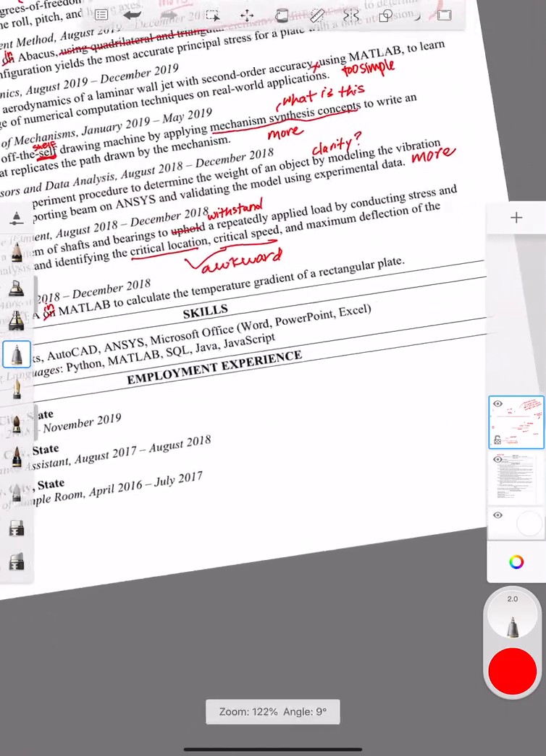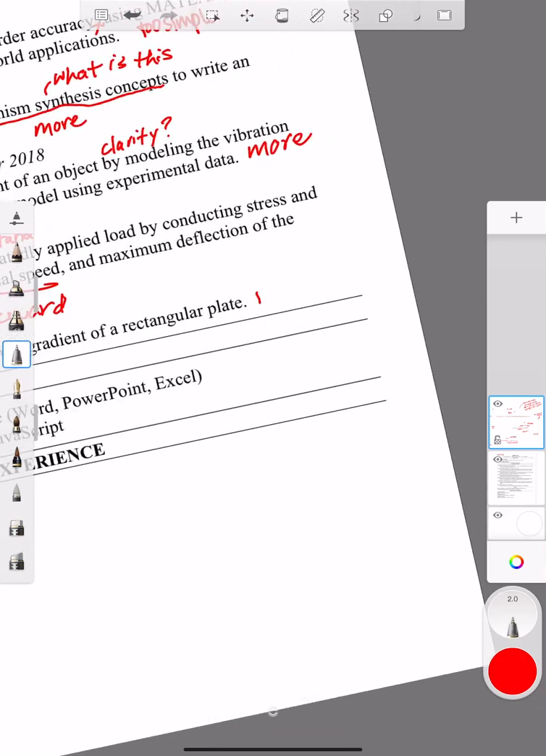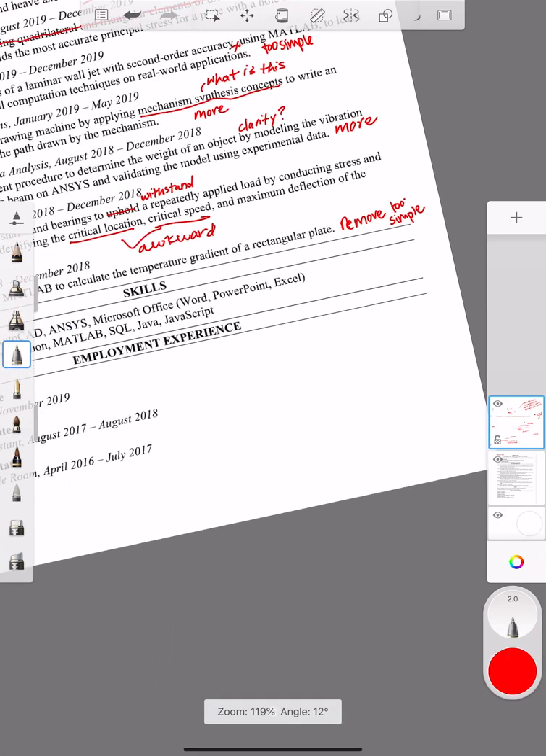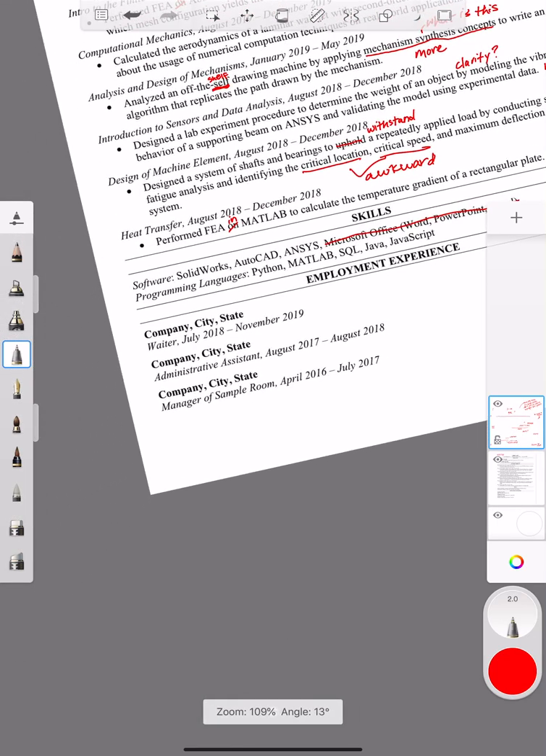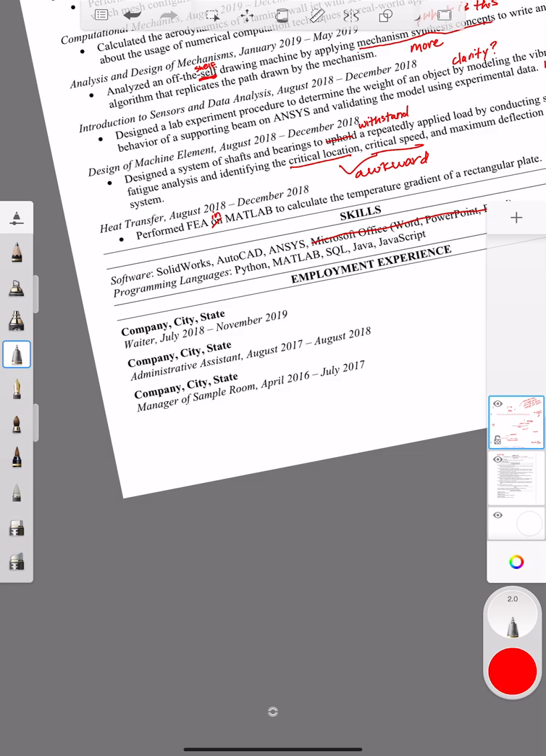To calculate the temporal gradient of a rectangular plate. Yeah, remove. Not. It's too simple. Okay. Take out Microsoft Office. One of my biggest pet peeves.